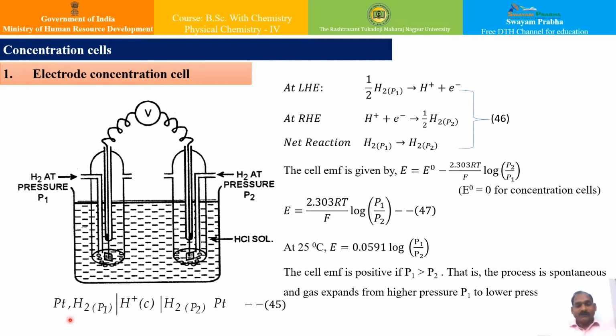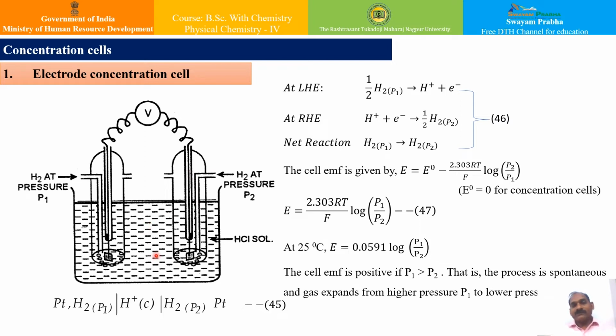So platinum in contact with hydrogen gas, which is in contact with the hydrogen ion at one concentration, and then in the same solution, the other platinum electrode with hydrogen gas at a different pressure is attached. So basically in this cell, one electrode is at pressure P1 and the other electrode is at pressure P2.